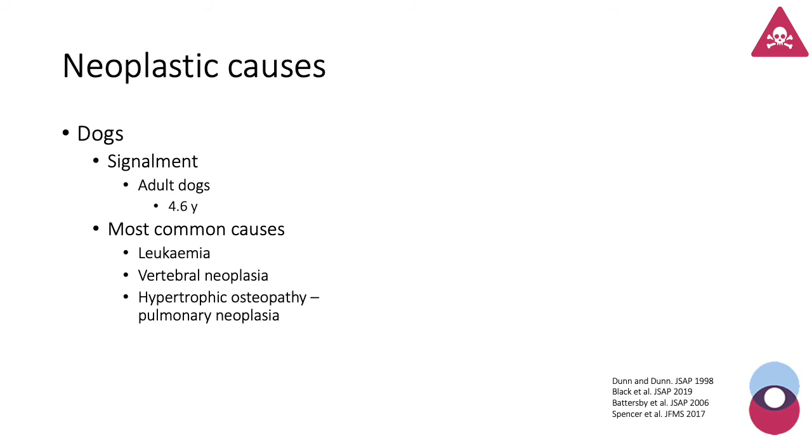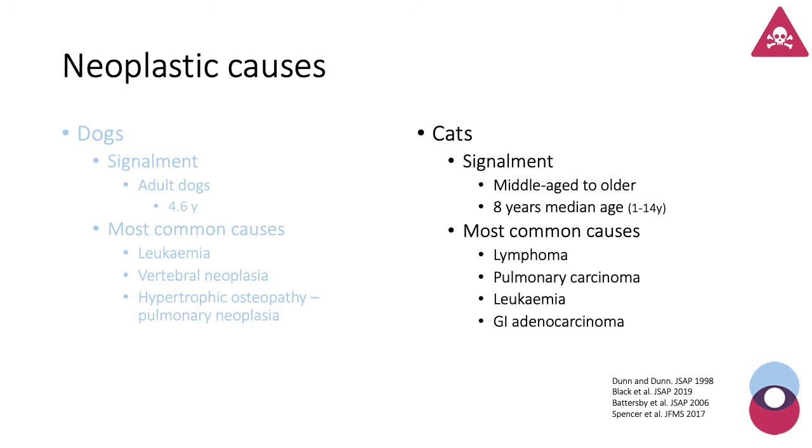Based on the studies previously discussed, there were adult dogs of 4.6 years of age, so they're older than the other groups. Most common causes were leukemia, vertebral neoplasia, such as multiple myeloma, and actually hypertrophic osteopathy, which is a reaction of bones, secondary, but not exclusively, to pulmonary neoplasia.